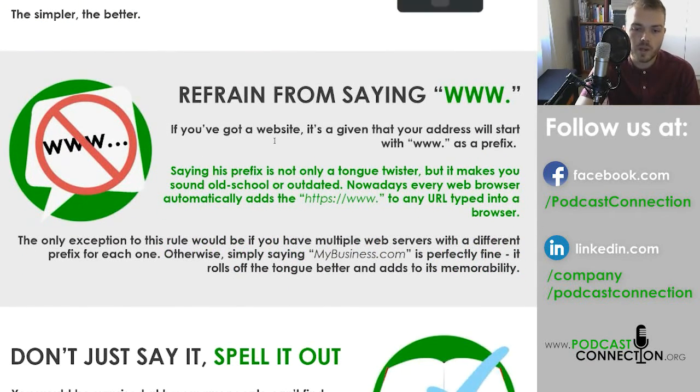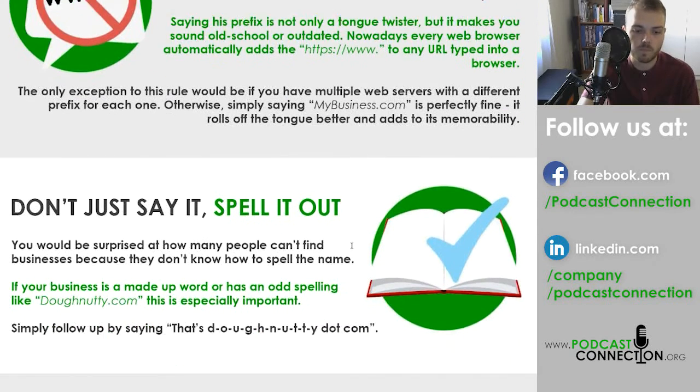Moving on to the next point, refrain from saying www. If you've got a website, it's a given that your prefix is www. Saying it every time makes you sound a little old school and outdated, and that reflects on your brand as well. Most web browsers will automatically put the prefixes in, so all you have to say is mybusiness.com. That's perfectly fine. It rolls off the tongue and it adds to the memorability of it.